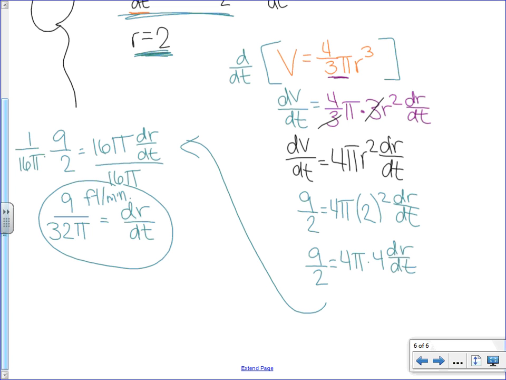Do me a favor, go to page 185 and look at example 5. I'm not going to do it, but I want you to look at it in the book, try to do it, and see if you can follow along and see if it makes sense.